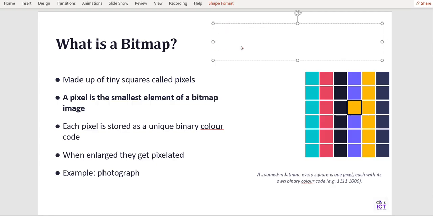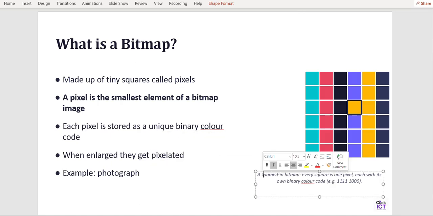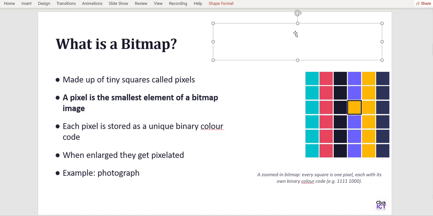A bitmap image, when enlarged, gets pixelated. So what is the meaning of the word pixelated? When we enlarge the image, it becomes blurry. It does not remain as sharp as when it was reduced in size. So why does it become blurry? We will understand now.